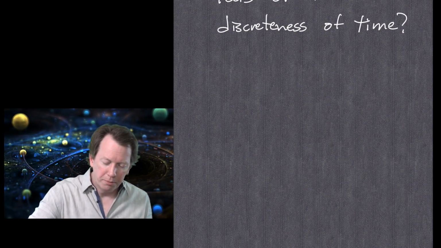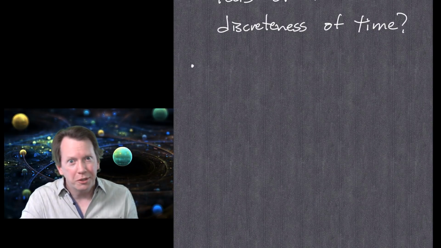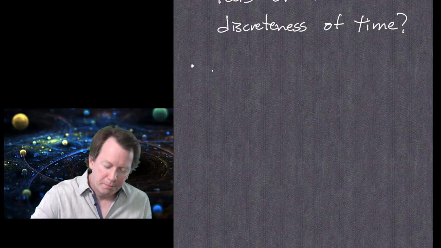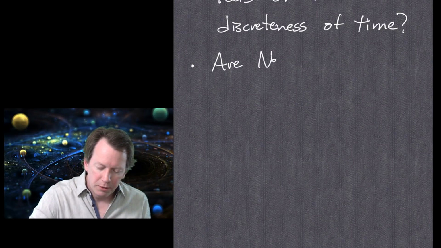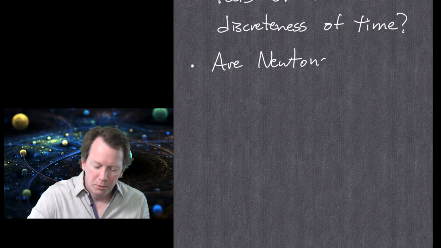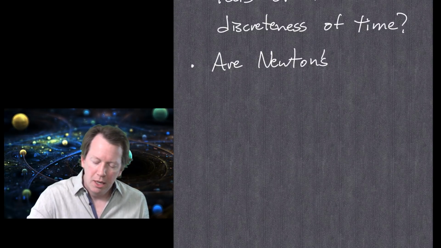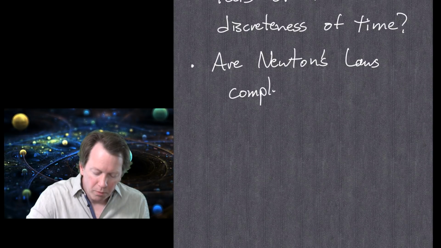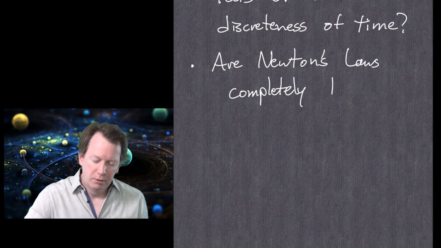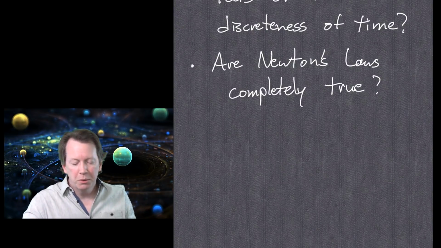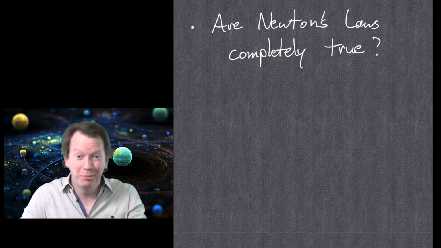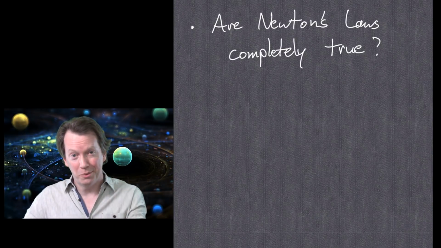Okay, two more questions about the future of physics. We're going to peer into the speculation realm here a little bit. Are Newton's laws, so F equals ma and the others, are Newton's laws completely true? Or are they just valid in some regime? So there's sort of two answers to this. One is no. They're absolutely not completely true. Because we know they're not completely true.